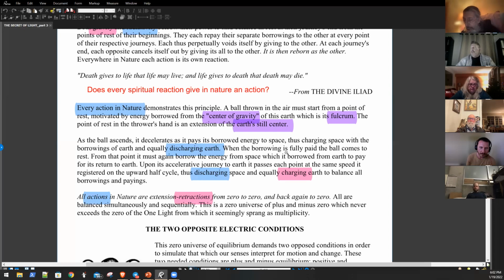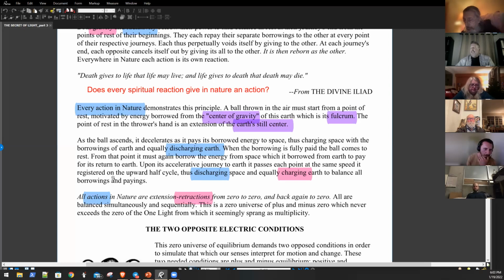When the borrowing is fully paid, the ball comes to rest. From that point, it must again borrow the energy from space, which it borrowed from Earth, to pay for its return to Earth. Upon its accelerative journey to Earth, it passes each point at the same speed it registered on the upward half of the cycle, thus discharging space and equally charging Earth to balance all borrowings and payings.